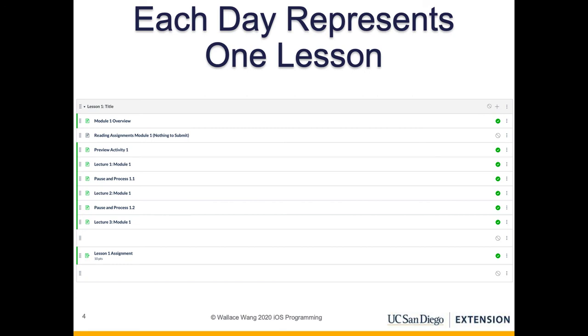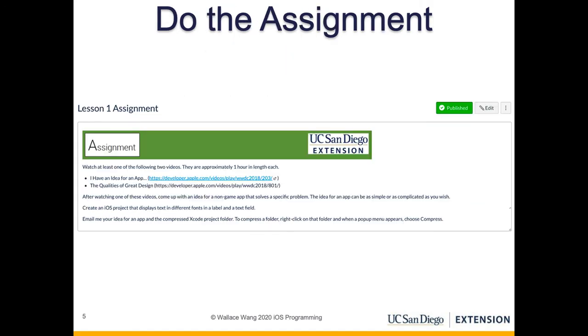At the end of each module is the assignment, and the assignment for lesson 1, you'll have a choice of watching one of 2 videos, and the videos are typically about 1 hour in length. And again, you don't have to watch them straight through, but you need to do and complete the entire video. And after watching the video, at least for lesson 1, you have to come up with an idea for a non-game app based on what you learned by watching one of those videos.